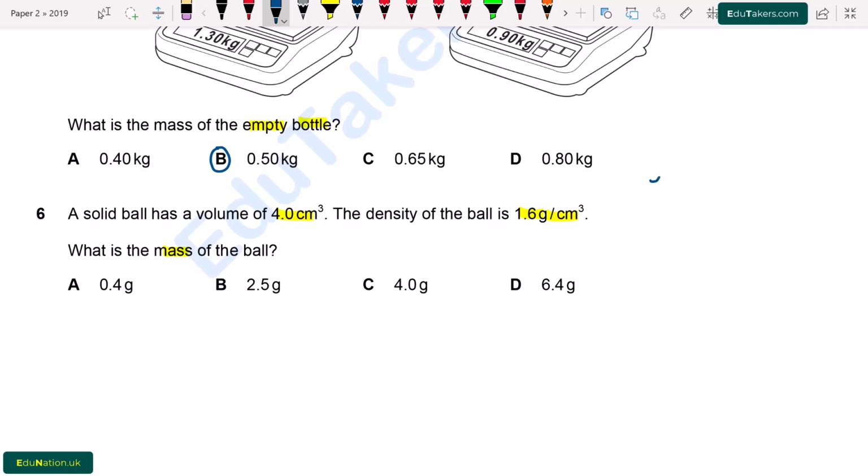I use here density is equal to mass over volume, and mass is equal to density multiplied by volume. Density is 1.6 multiplied by volume is 4.0. So mass will be equal to 6.4 gram. Here option D is correct.